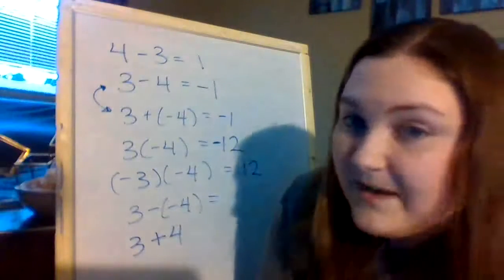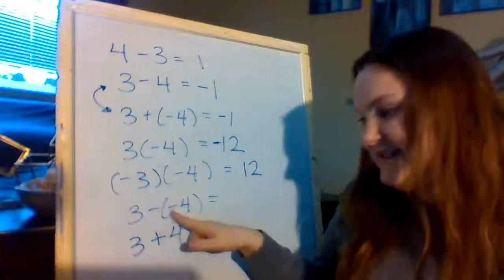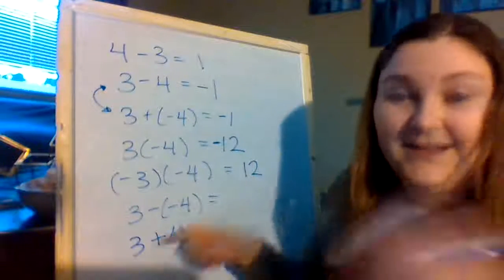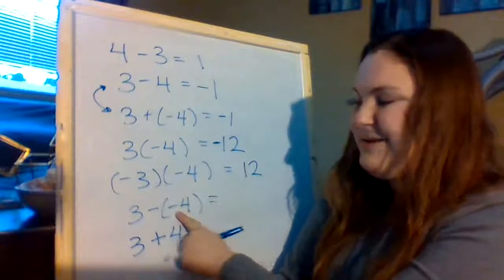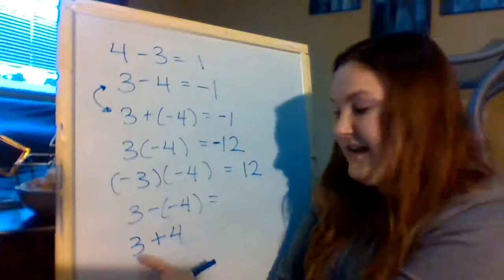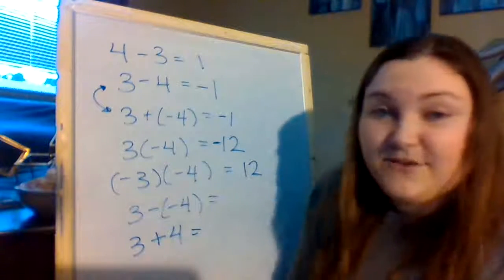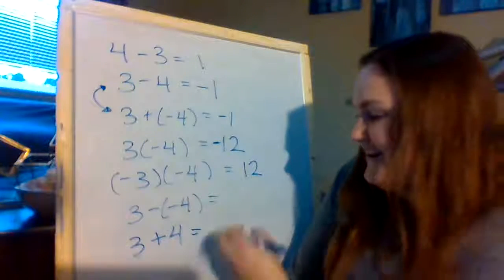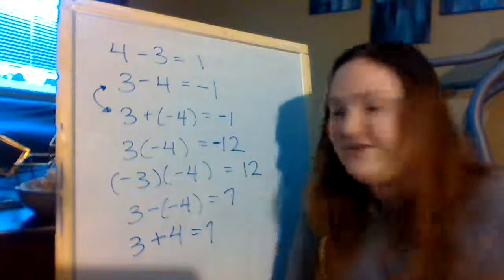The other way you can think about it is just using the rule: when you subtract a negative, subtracting a negative is the same thing as adding. Either way, it's going to change the way you think about it. Instead of thinking 3 minus -4, I want you to think 3 plus 4. 3 plus 4 is a lot easier to think about. 3 plus 4 is 7. 3 minus -4 is also 7.